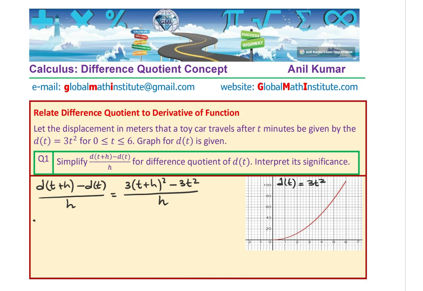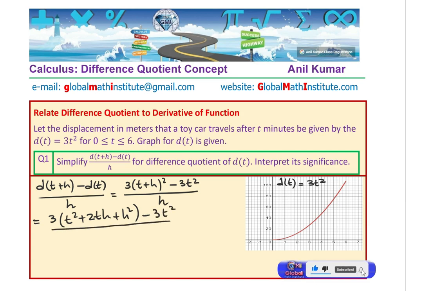Now let's expand t plus h whole squared. So we get 3 times t squared plus 2th plus h squared, minus 3t squared, over h, correct? So 3t squared and 3t squared will cancel. And we get this expression as 3 times 2, 6, right?